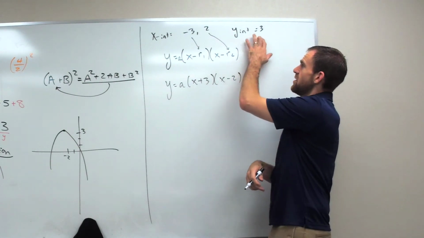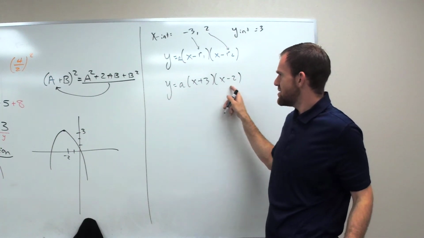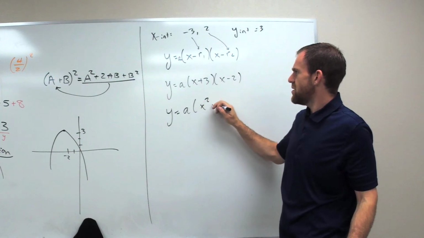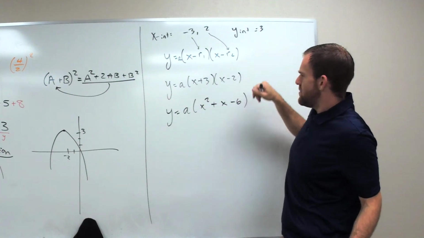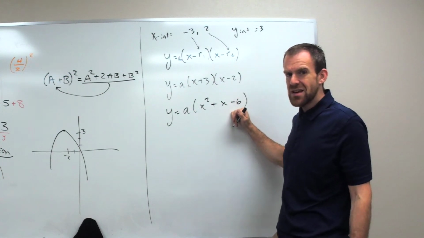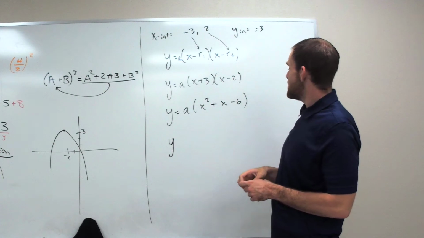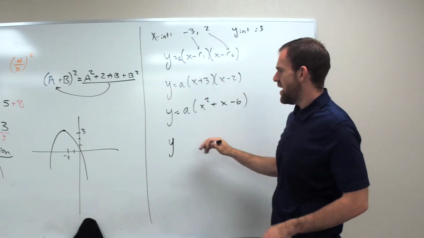The reason why they give you the y-intercept is so you can determine what the value of a is. So let's multiply these out. So y equals a times (x squared plus x minus 6). I want the y-intercept to be 3. It's currently -6. So a is going to have to be, let's do some quick mental math. Looks like -1/2.